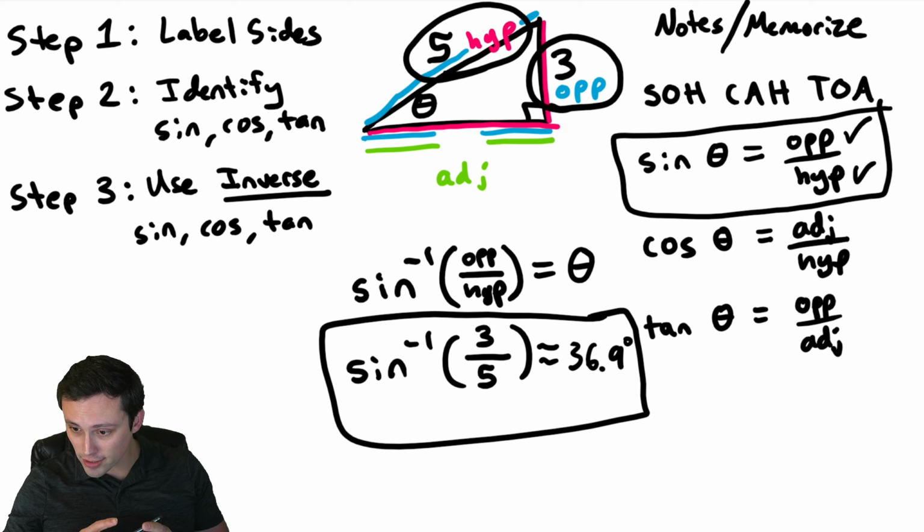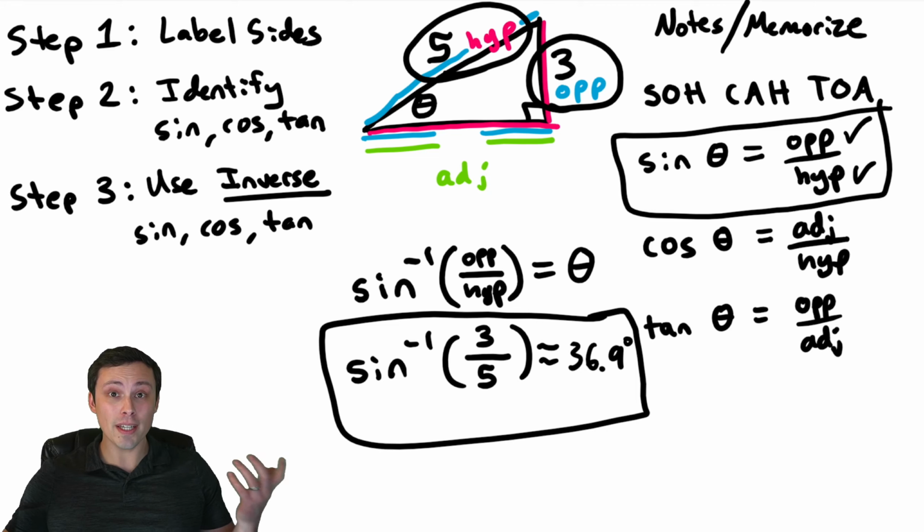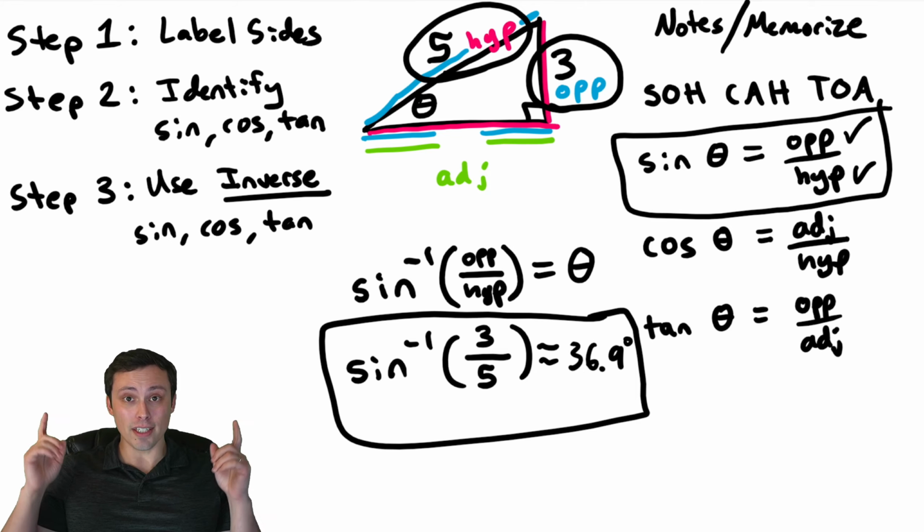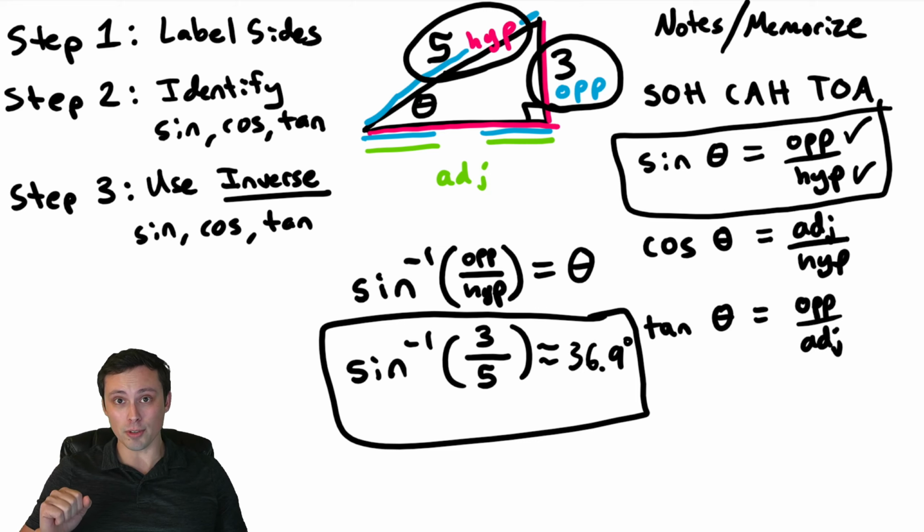All right, guys, that took us, man, less than 4 minutes. And if you want help on finding side lengths in these problems, so using sine, cosine, and tangent to find side lengths, I've got videos for that as well. I've got a 5-minute one that's super fast and a longer one that explains more about how it works.